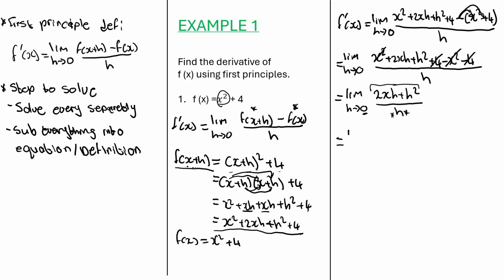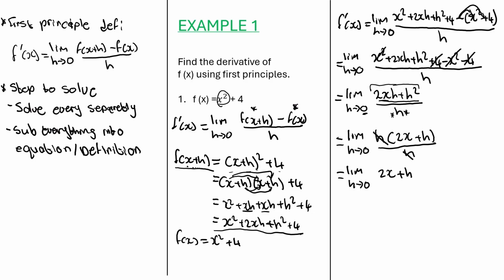So you're going to say limit as h approaches 0. Now we take out the common factor. What's the common factor here? If you look carefully, you can see a common factor of h. So you're going to take out h as your common factor. Then your 2x will be left plus h, all divided by h. So this h will cancel this h. So you'll be left with the limit as h approaches 0 of 2x plus h.